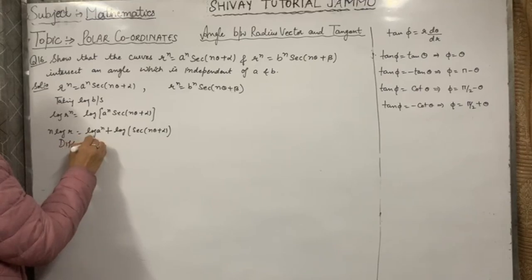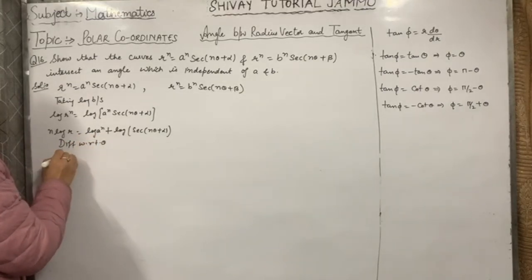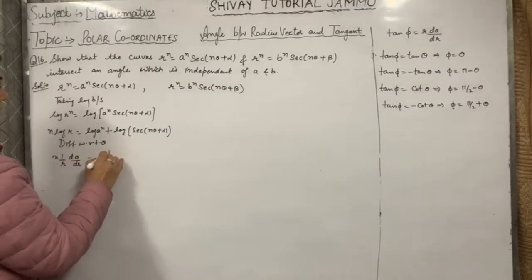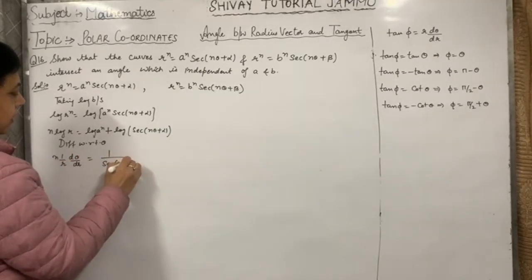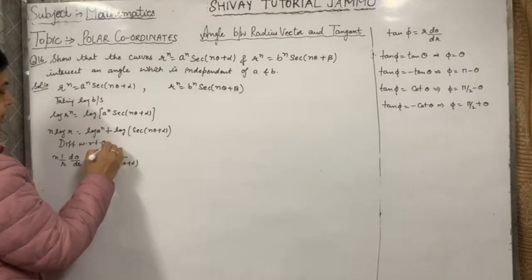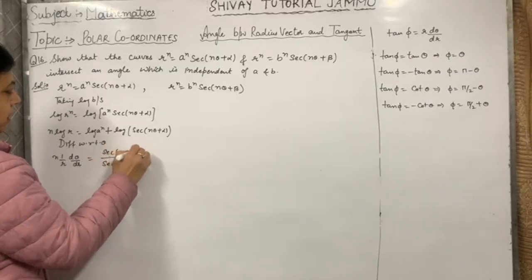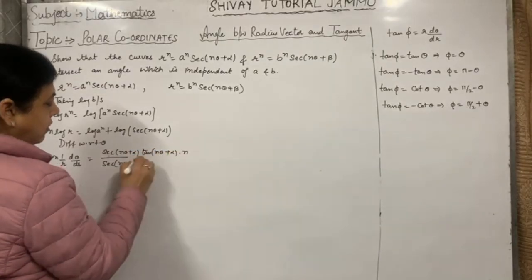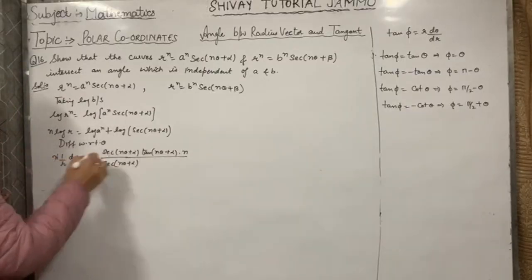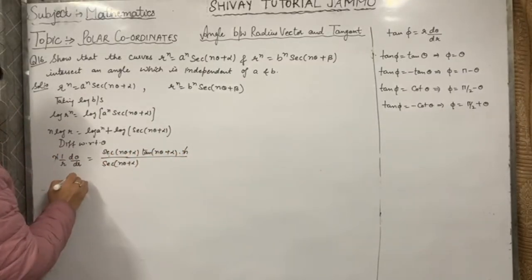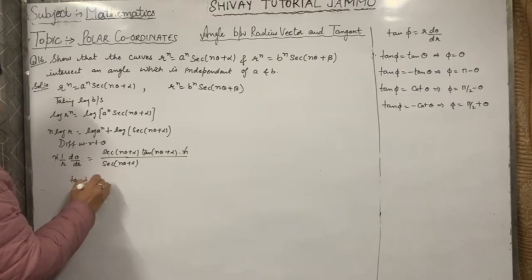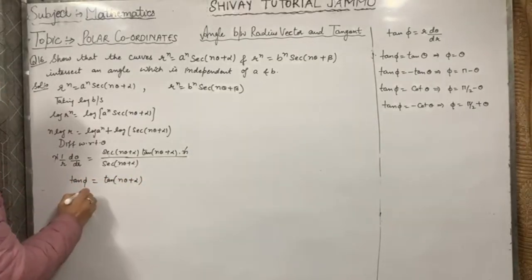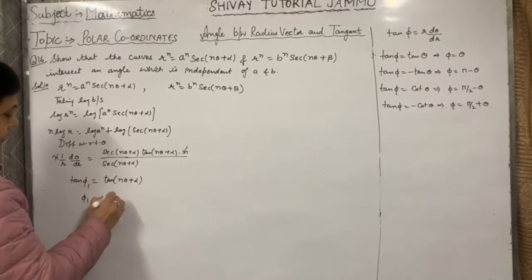Differentiate with respect to theta: n into 1 by r dr by d theta is 1 by sec n theta plus alpha, and differentiation of sec theta is sec theta tan theta, into n, the differentiation of n theta plus alpha. n cancels. Then tan phi is tan n theta plus alpha. This is the formula for phi 1. Phi 1 will be n theta plus alpha.